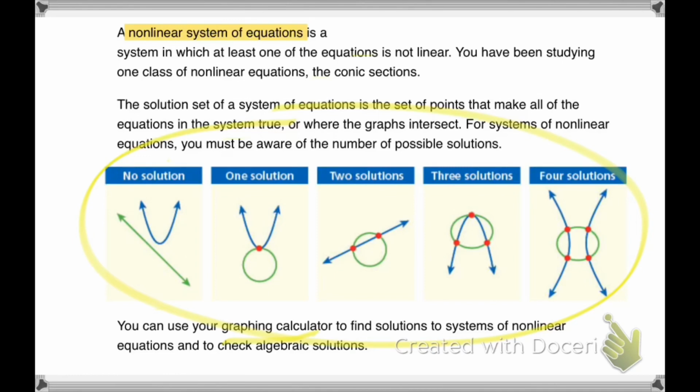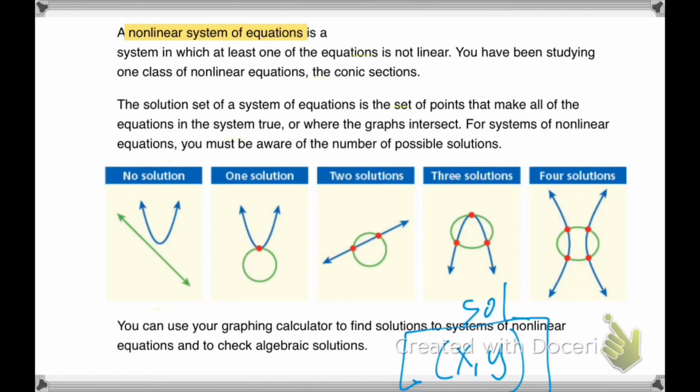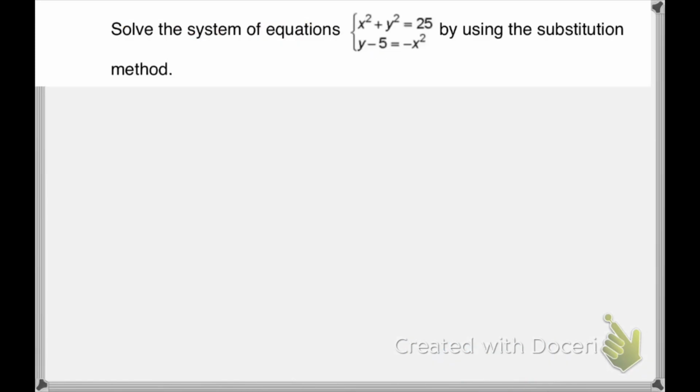Now, quick note, if we're on a coordinate plane and we're graphing everything and looking at the intersection points, we're going to have XY coordinates as our solutions. So you will be getting an actual coordinate as your solution. Alright, so let's look at how we can solve for our system of solutions using substitution.